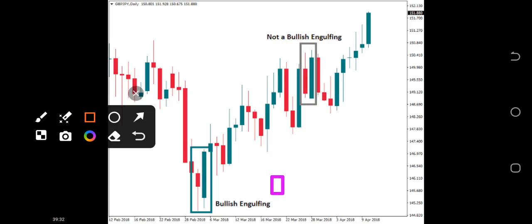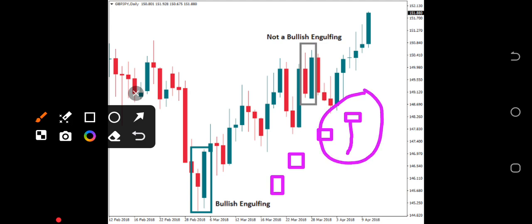You are seeing an uptrend like this, like this. And then you see something like this. This candle is called hanging man. It is a hammer that appears in an uptrend. It is different from the normal hammer that you know.